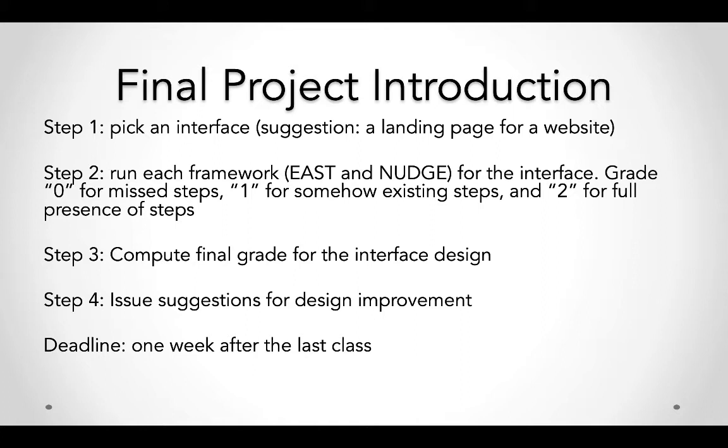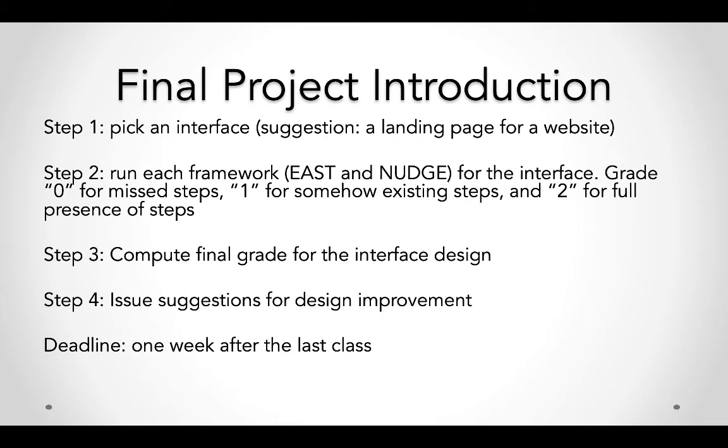Step 2, run each framework, EAST and nudge, through the interface. Grade 0 for missing steps, 1 for existing steps in some fashion, and 2 for full presence of steps. And when I talk about steps, I mean, for the EAST framework, the easy part has defaults, remove obstacles, and clear messages. These are steps. So not only easy, but also the steps under it. Step 3, compute the final grade for the interface design, come up with a score, and then issue suggestions for design improvement for each step. So you go back to each step now and see how you can actually improve it.